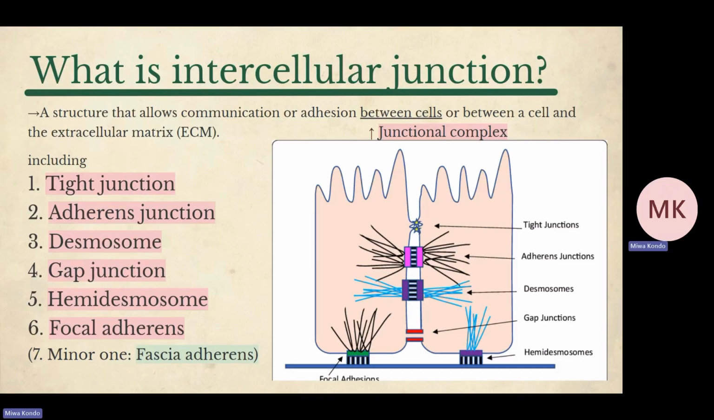So what exactly is an intercellular junction? It's a structure that allows communication or adhesion between cells, or between a cell and the extracellular matrix. When we talk specifically about junctions between cells, we refer to them as the junctional complex. There are 7 major types of junctions and 1 minor one. These include tight junction, adherens junction, desmosome, gap junction, hemidesmosome, and focal adherens, and lastly, fascia adherens. Now let's go into each one in detail.